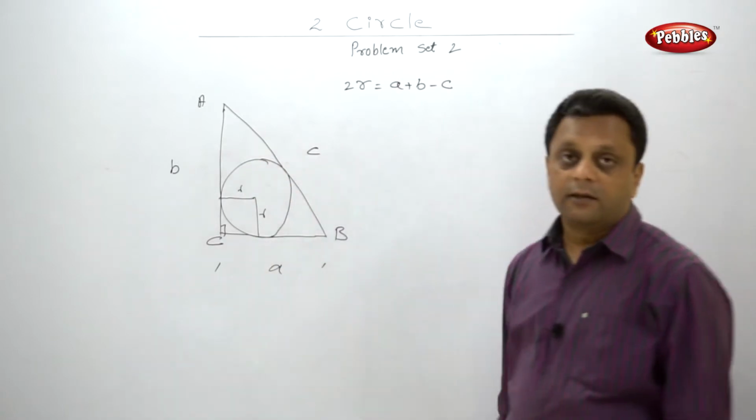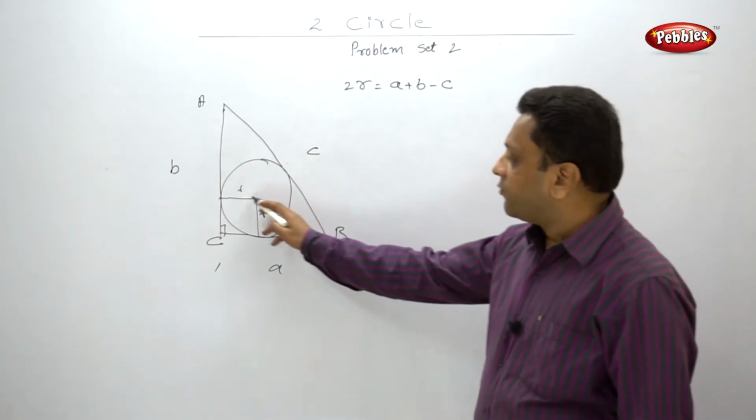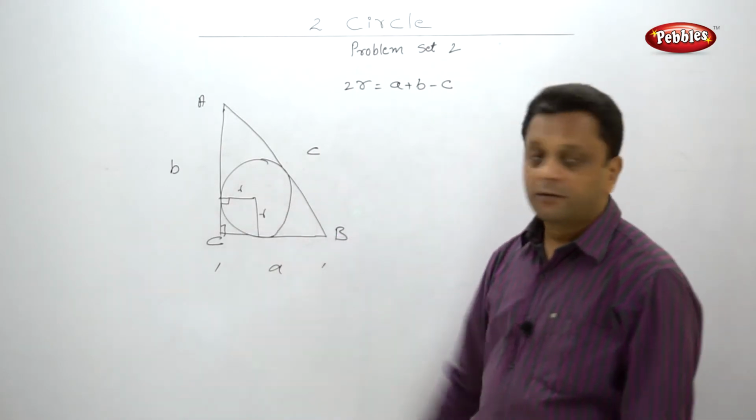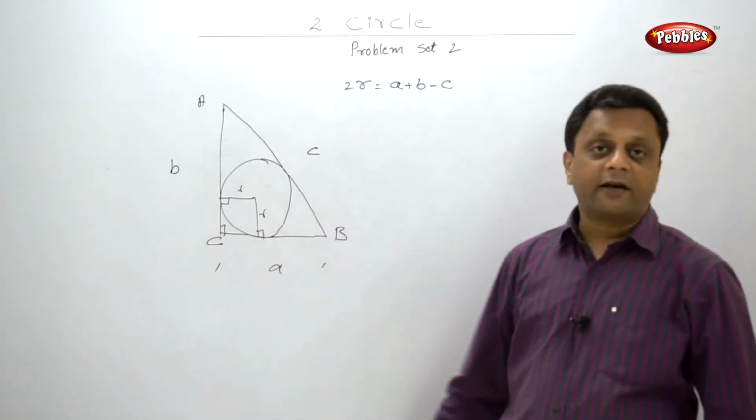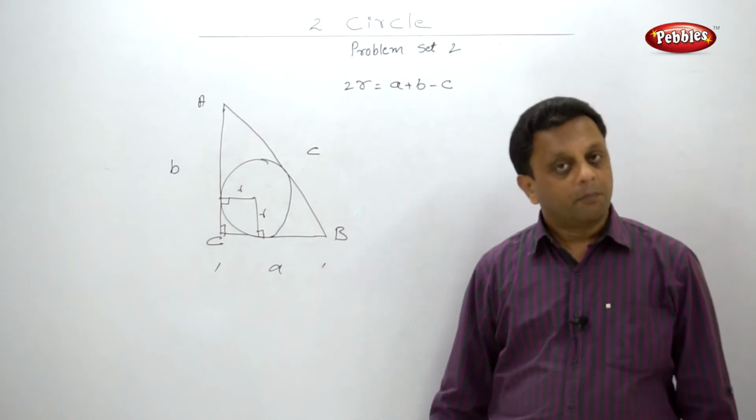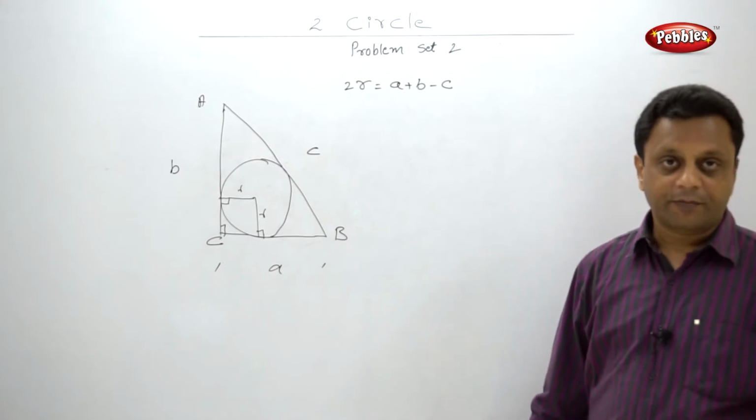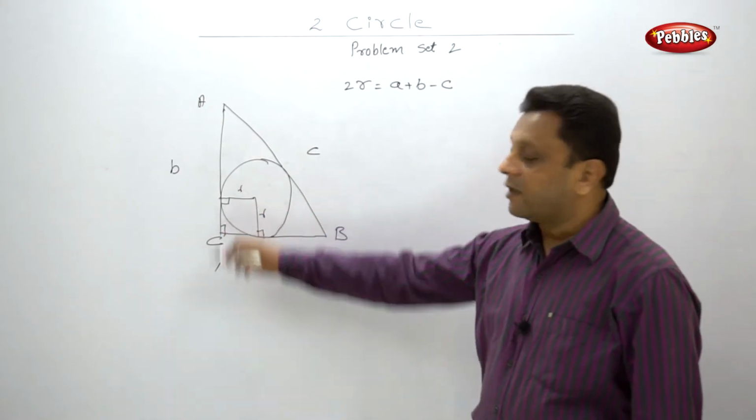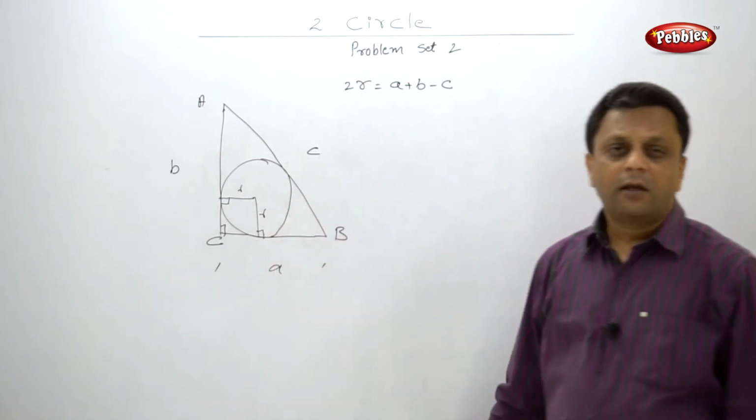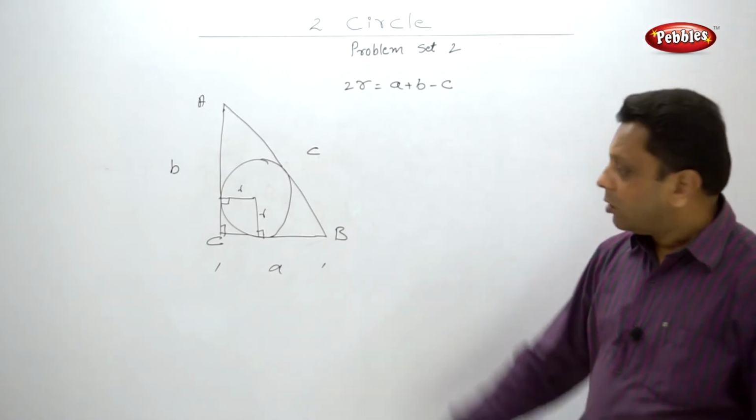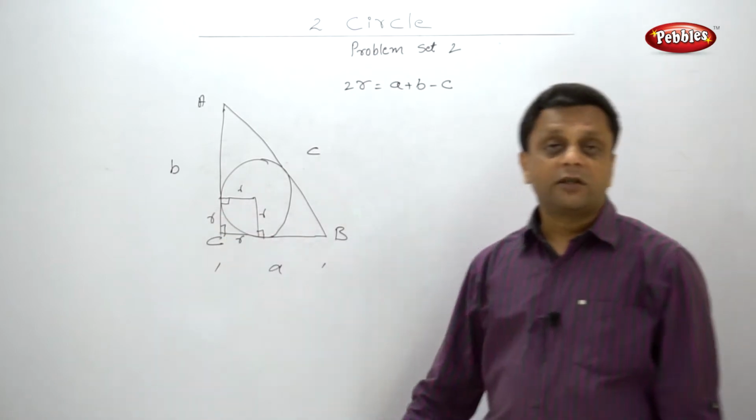Since this is an incircle, all three sides must be touching the circle. That means if this is the radius, it has to be 90 degrees, because the tangent and radius at that point are perpendicular to each other. And this ACB is already given 90 degrees. Correct? Now all four angles are 90, that is right angles, and opposite sides are equal. So this is also R, this is also R, and this is also R. So this is a perfect square.